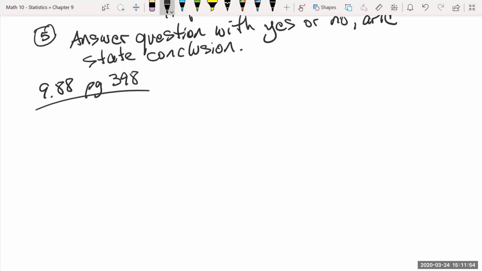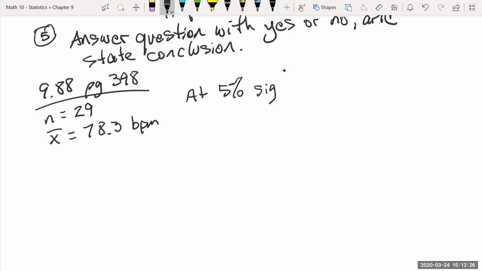So let me write down some of the vitals here. It says a random sample of 29 casting workers. So first of all, we know n is 29. That's my sample size. They had a mean heart rate. Now it's those 29. So the mean heart rate is x bar, the sample mean, of 78.3 beats per minute, BPM. At the 5% significance level, so 5% significance level, that's alpha.